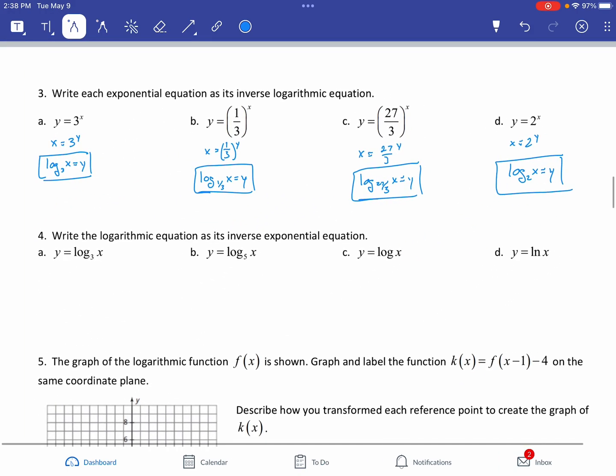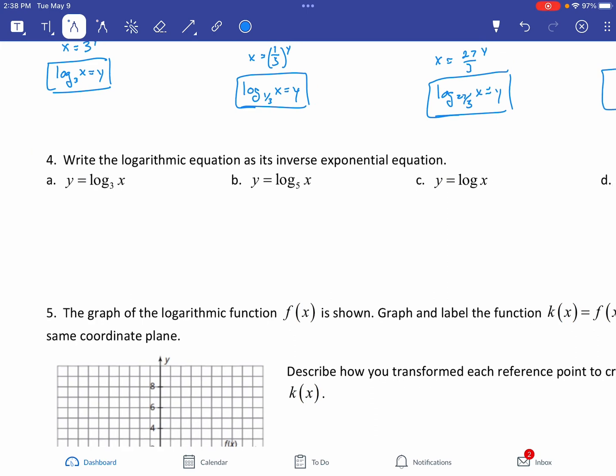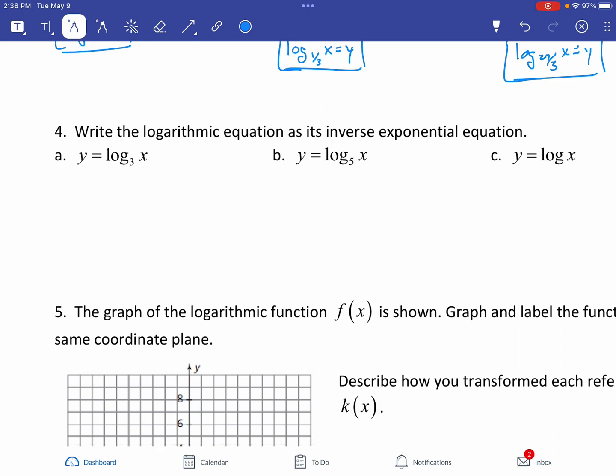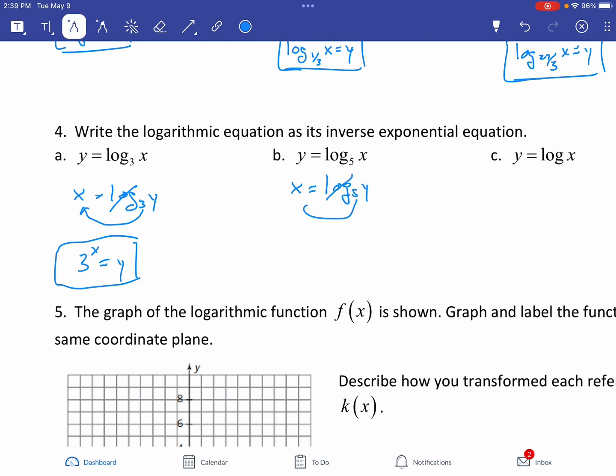Okay, now do the same thing for this, but this time we're going to do the reverse. We're going to make a log into an exponential equation by doing the inverse. So again, we switch out the x and the y. Okay, then we smash the log. The 3 becomes the base of that exponent. So we have 3 to the x power equals y. Switch out the x and the y. Smash the log, the base becomes the other side. 5 to the x equals y.